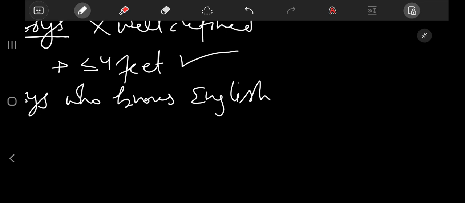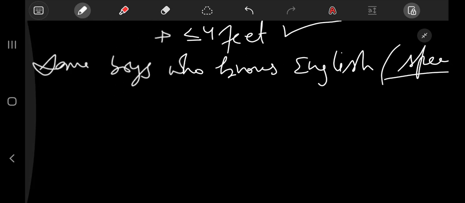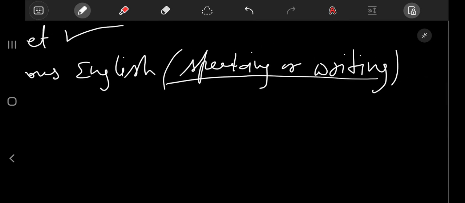We can differentiate further by the method, speaking or writing. Some boys who know English, we can differentiate further by the criteria: some boys who know speaking English and or writing English. We can differentiate further, and we can make a specific criteria for exclusion or inclusion in this group of boys.